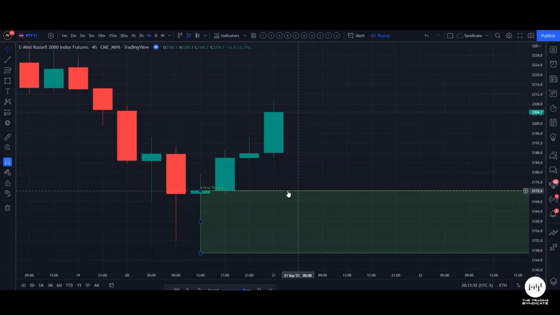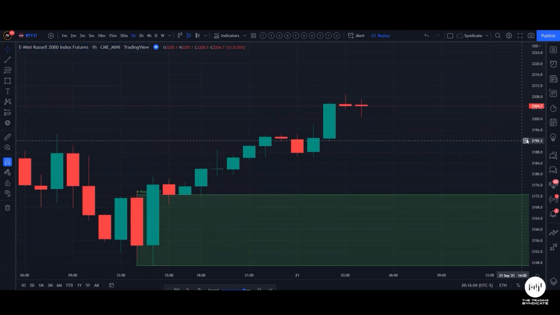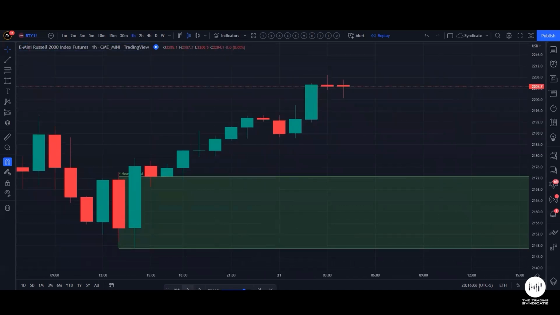Here we are looking at a 4-hour demand zone. Let's scale down in time frames and see if there are any confirmations to enter a trade to the upside coming out of this zone. We go down to the 1-hour time frames. Let's watch and see as price approaches this zone.